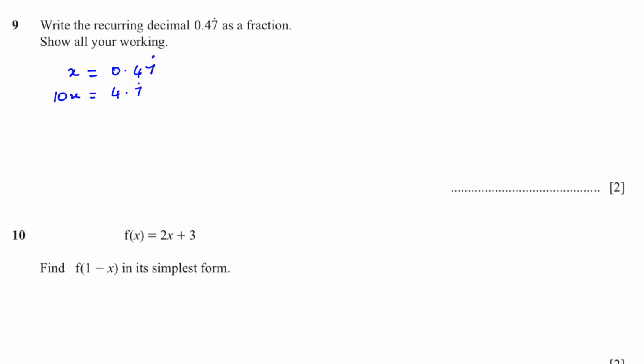So now multiply by 100. X multiplied by 100 will give you 100x. And you will have 47.7. We can see that the number after the decimal is same. Then we subtract them. So 100x minus 10x is equal to 47.7 minus 4.7.